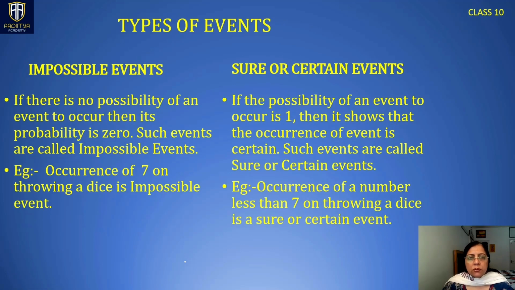Next we have types of events. These are 2 special kinds of events related to the chapter of probability. So probability means occurrence of something. In that case, these are 2 extreme events.